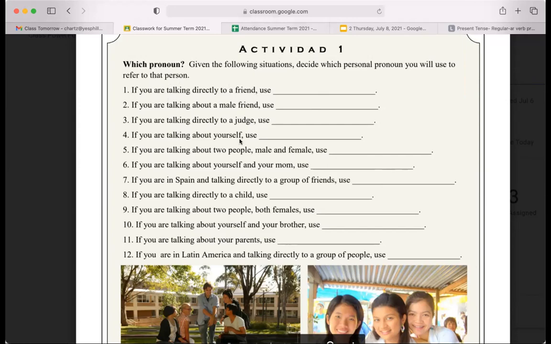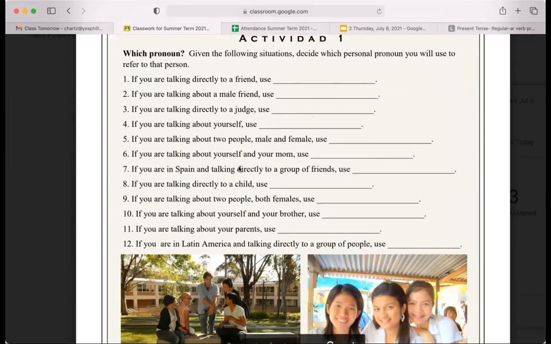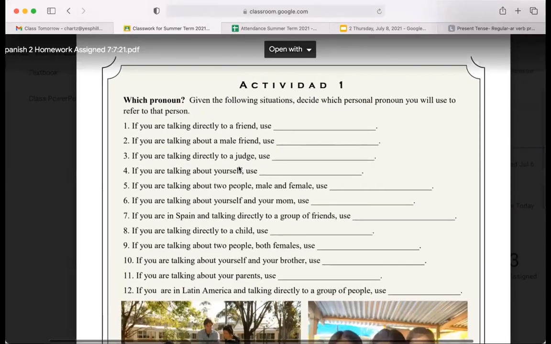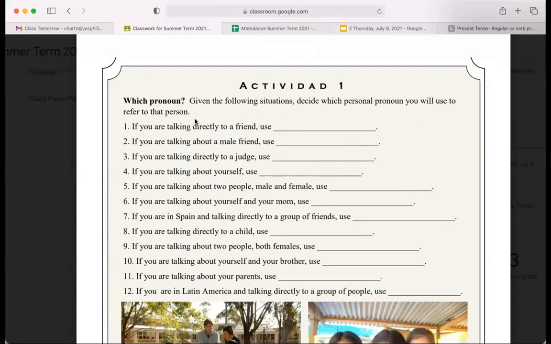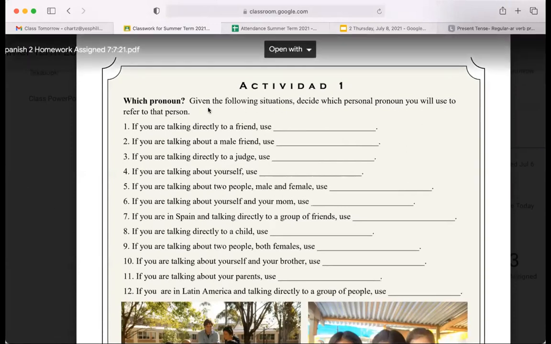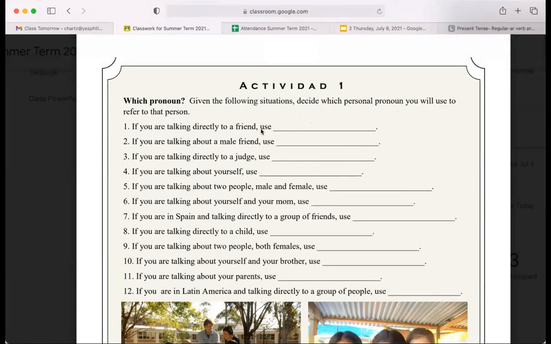For those of you that just came in, I'm going over the practice and assignments that I have on Google Classroom. It says, given the following situations, decide which personal pronoun you will use to refer to that person. For this one, if you're talking directly to a friend, which pronoun are you going to use? You're going to say you, right? But you're talking to a friend, so it's going to be tú.